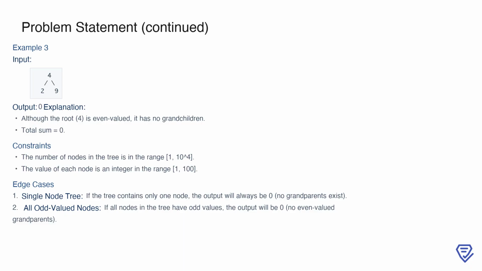Similarly, in another example, we have a tree where the root node has a value of 4, with two children, 2 and 9. Although the root node is even-valued, it does not have any grandchildren. Since there are no nodes in the tree that satisfy the condition of having an even-valued grandparent, the output again is 0. This demonstrates that simply having an even-valued node in the tree is not sufficient, it must specifically be a grandparent for its grandchildren to contribute to the sum.